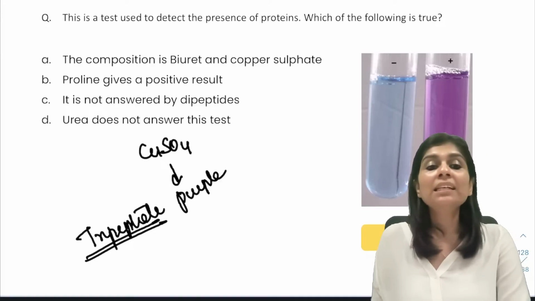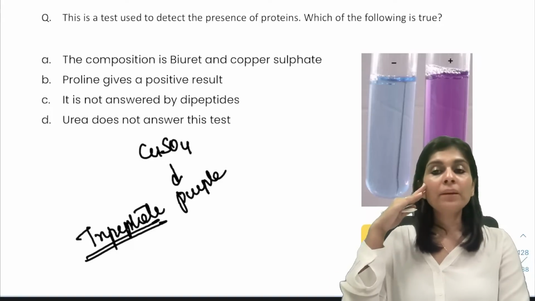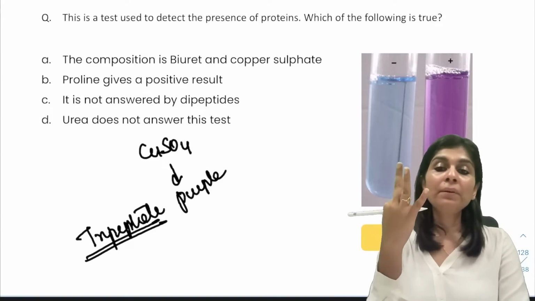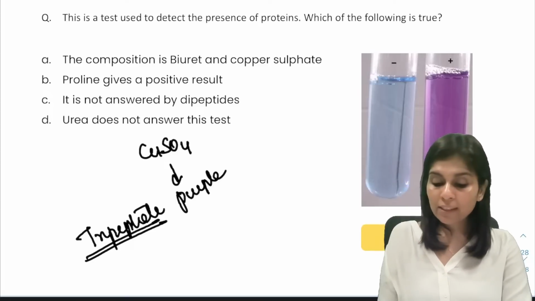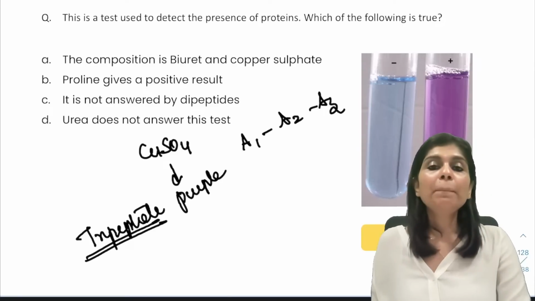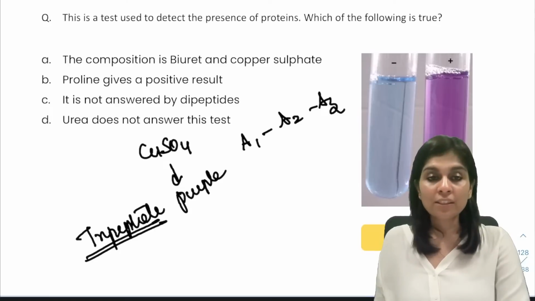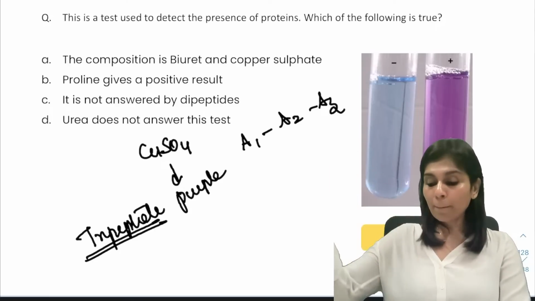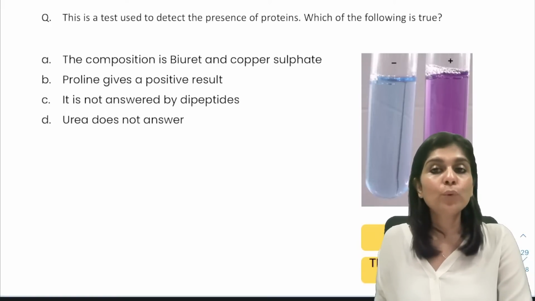Because what is a tripeptide? It's a misnomer. The moment you hear the word tripeptide, you would tend to think that there are 3 peptide linkages. No. What is a tripeptide? Tripeptide is something with 3 amino acids. Okay, tripeptide has got 3 amino acids and 2 peptide linkages. So only tripeptides and above can answer the Biuret test. Dipeptides cannot answer the Biuret test.